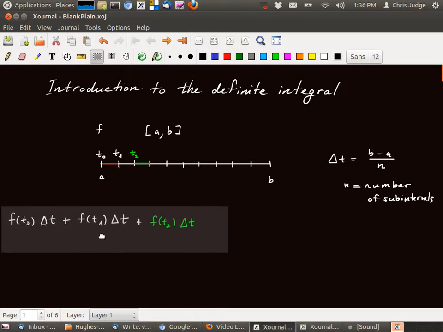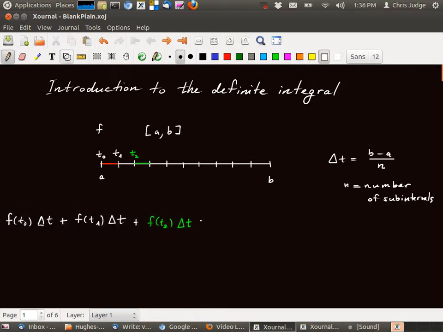And then we continue this onwards. f of t3, the next left endpoint, times delta t. We continue all the way until we get to the very end. If b is tn, then the previous point will be tn minus 1, so we take that left endpoint for this interval. So we have f of t n minus 1 times delta t. So that's a review of what the left Riemann sums are.